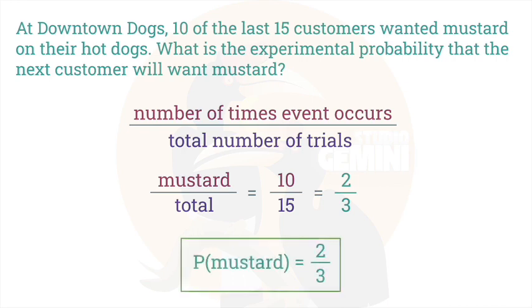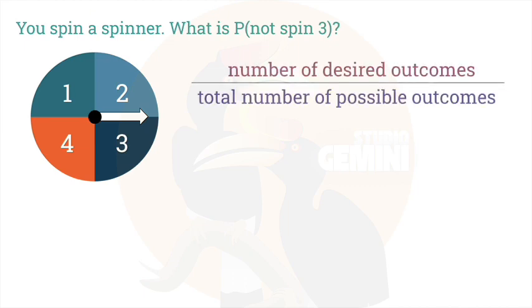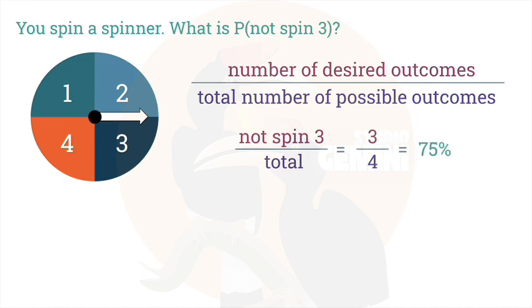Let's try another one. You spin a spinner. We want to find the probability of not spinning 3. This is asking for the theoretical probability, so we need the number of desired outcomes over the total number of outcomes. Well, there are 3 ways to not spin a 3, by spinning a 1, 2, or 4. So there are 3 desired outcomes over 4 total outcomes. So our chance of spinning not a 3 is 3/4, which is 75%.